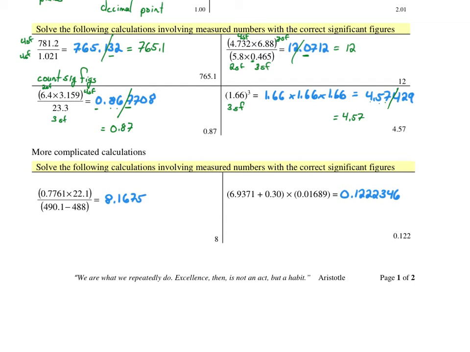Let's look at the numerator here. We have a number, it's a multiplication. We have a number with 4 sig figs. Remember, this initial 0 does not count as significant. It's a leading 0. This number has 3 sig figs. So in this top part, just looking at the numerator, we know this answer is correctly expressed in 3 sig figs. Now let's look at the denominator. The answer to this problem, 490.1 minus 488, is equal to 2.1.